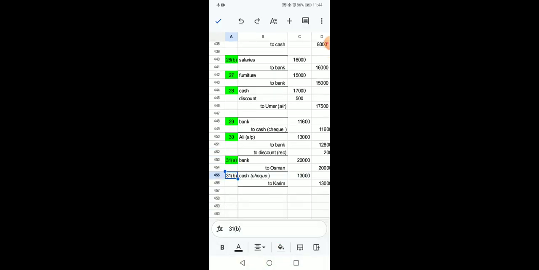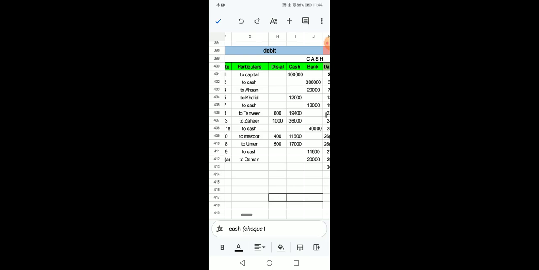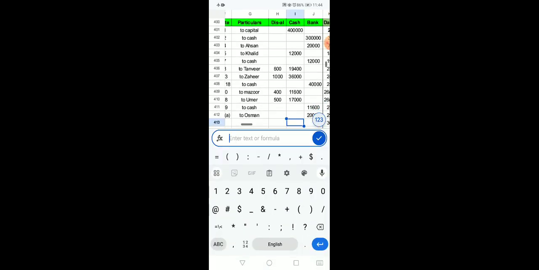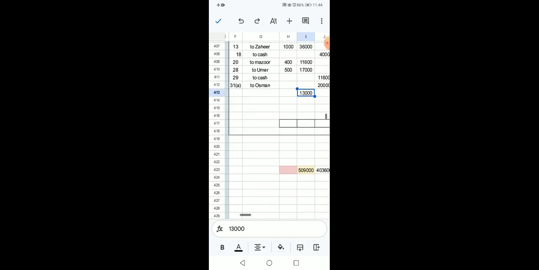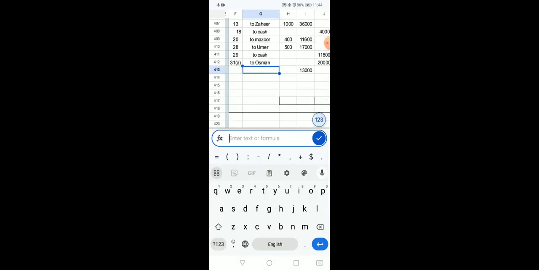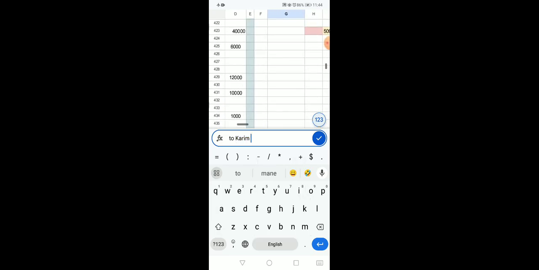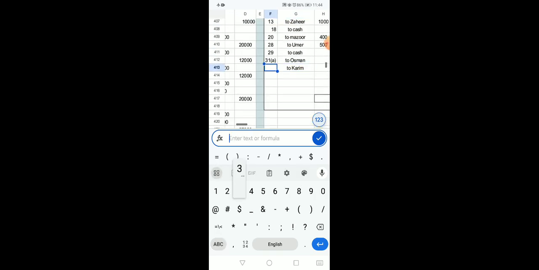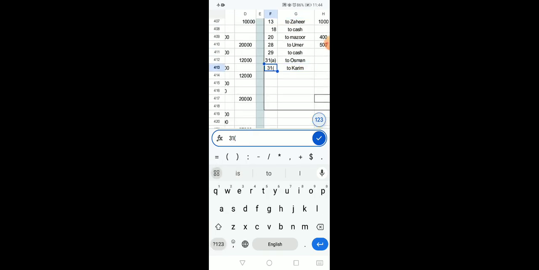In the last entry we have 31B, where there are two elements but only one element is associated with the cash book, which is cash, 13,000 debit. So you will go to the debit side of the cash book and write 13,000 over here. And now the reference of 13,000 is Kareem, which is written on the opposite side. So you will write Kareem over here. Now see the date, which is 31B. So you will write 31B over here. This way the entry has been completed.